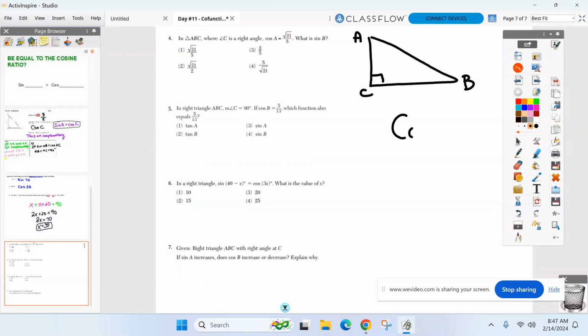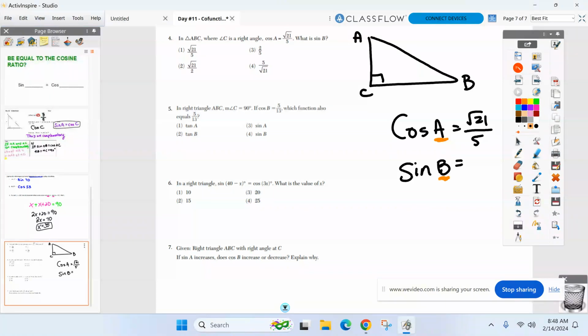Cosine of A is, they're telling me, radical 21 over 5. So what's the sine of B? Oh boy. We don't need the calcs for this. Ready? Look up above.